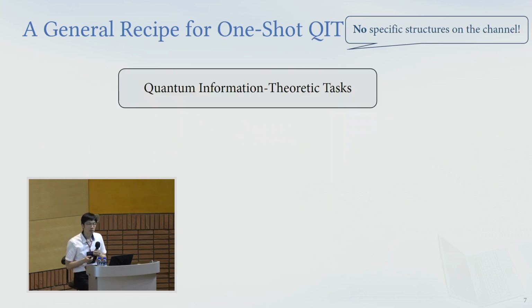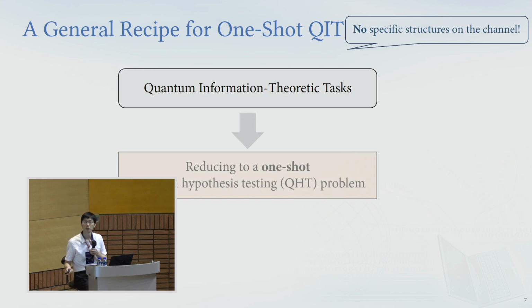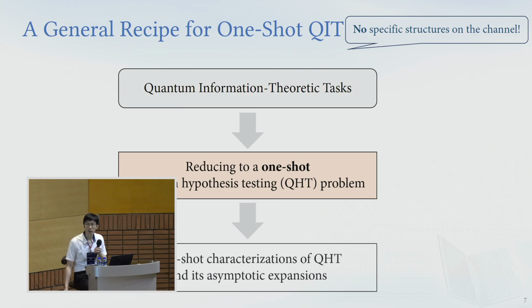A general recipe for studying one-shot quantum information theory is the following. We will first reduce a quantum information theoretic task to a one-shot quantum hypothesis testing problem. I will talk about this later. Then we will use some one-shot characterizations of quantum hypothesis testing to evaluate how tight it is, or use some asymptotic expansion of the obtained entropic quantities. Again, there's no IID assumption on the underlying channel.